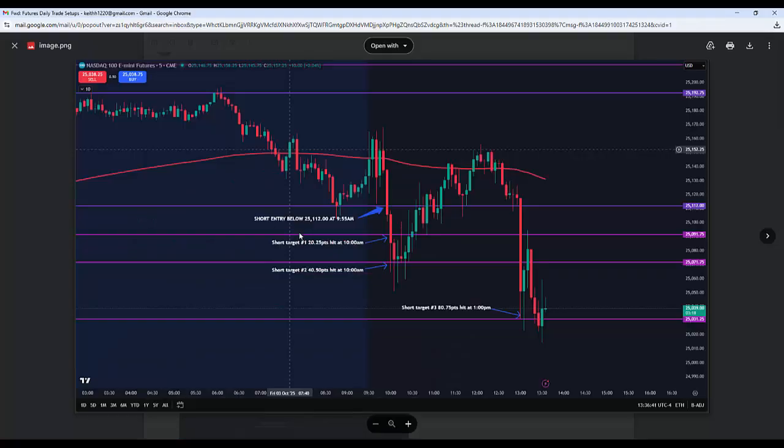So let's take a look at the chart itself, and you can see here's a little screenshot of the chart. The first target dropped and below 25. The first trade triggered at 9:55. It traded below, not a close below. It traded below that level of 25,112 and ran down 20 points, not ticks, 20 points on the Nasdaq.